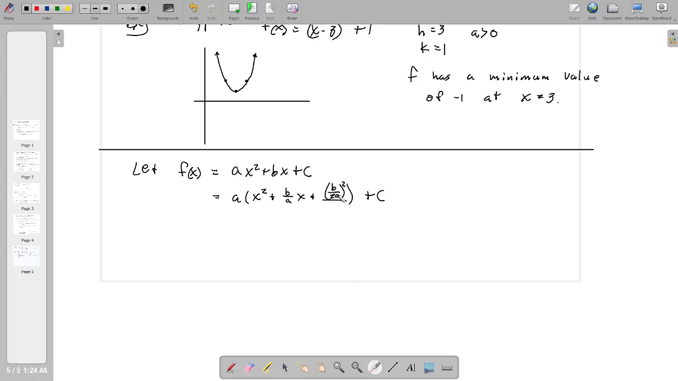Which means then that we subtract from c b over 2a quantity squared times a. So we will subtract a times b over 2a squared, this. And if we simplify this a bit, we end up with a times x plus b over 2a quantity squared plus c minus b squared over 4a. Here, like this.